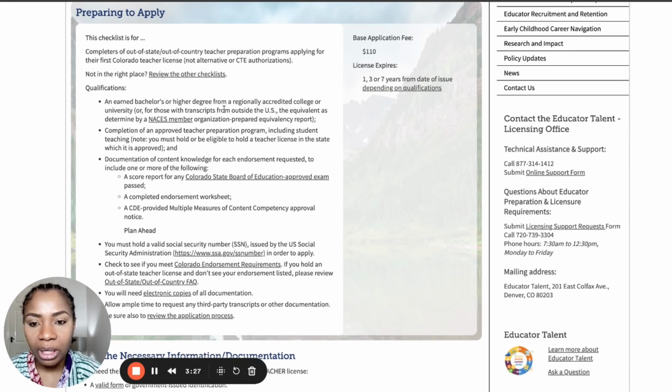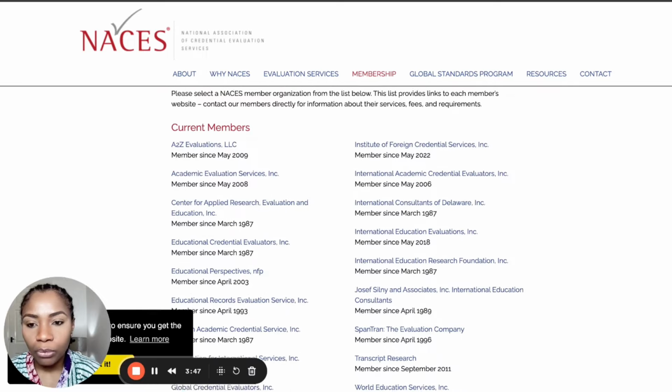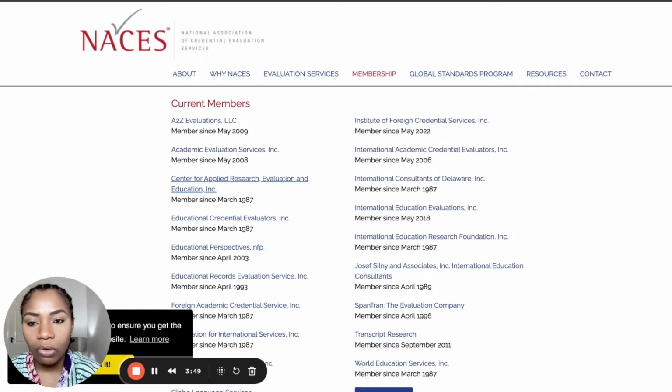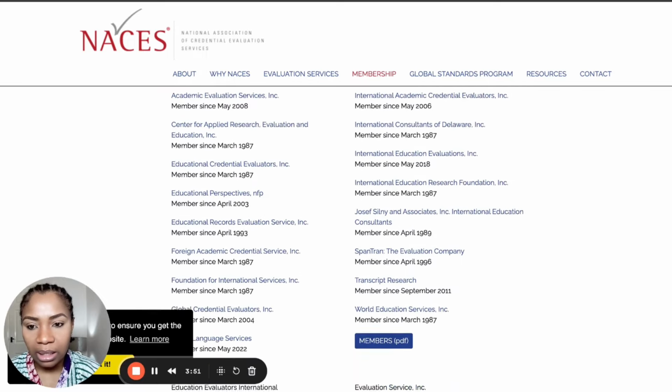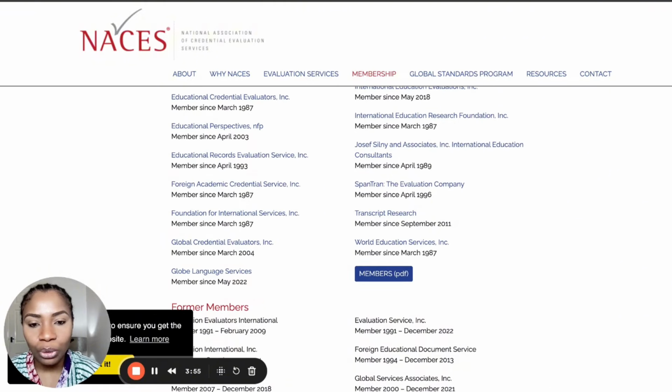or for those with transcripts from outside the US, the equivalent as described by a NACES member organization's prepared equivalency report. So that's the credential evaluation. There are different, let me open this and let's see. There is a list of NACES organizations that Colorado accepts. So this is the list of the bodies where you can evaluate your credentials.